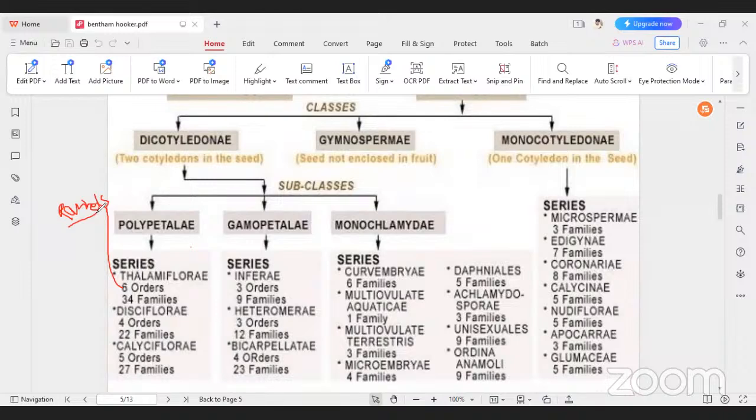There are four families: Frankeniaceae, Caryophyllaceae, Portulacaceae, Tamaricinae. Here also not ending with "aceae."